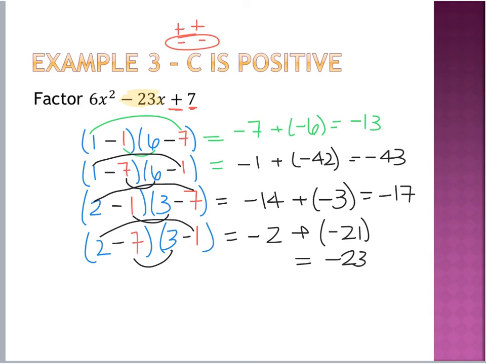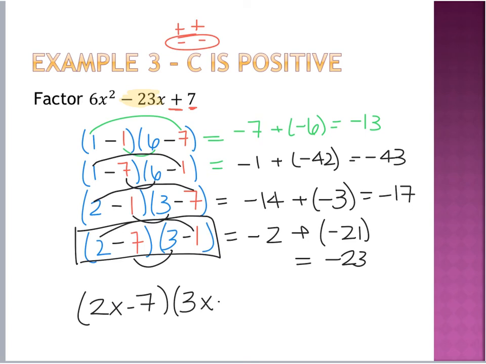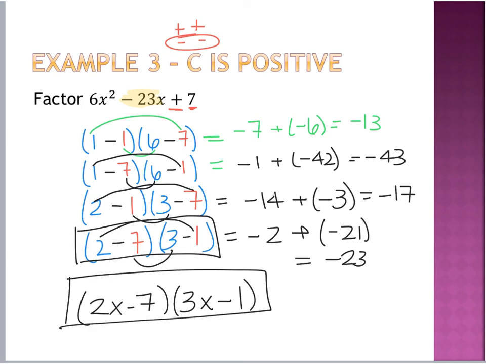So for my final factors, I'm going to end up with this set right here, which is 2x minus 7 times 3x minus 1. And these right here are my factors.